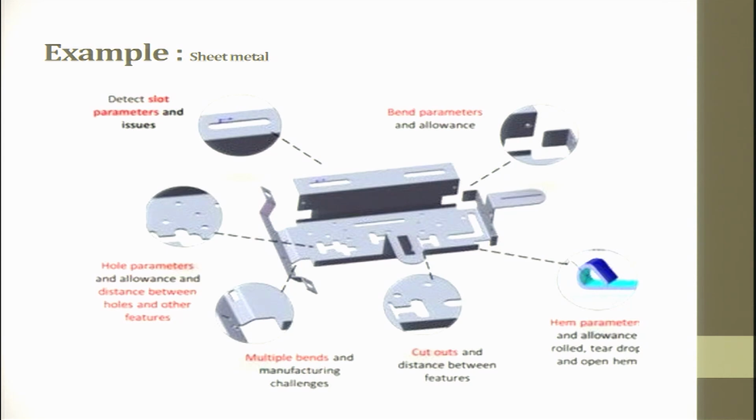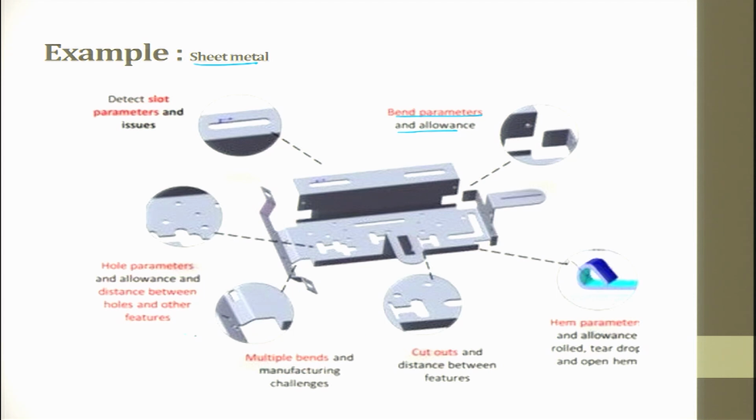So, when we talk about a sheet metal part, you can see here detect slot manufacture, slot parameters and issues, and then we look at this, we try to get those details. Then here it is all bend parameters and allowance, then hole parameters and allowance and distance between the holes and other features when we try to look at this part.